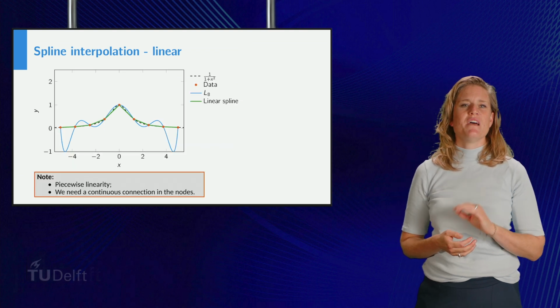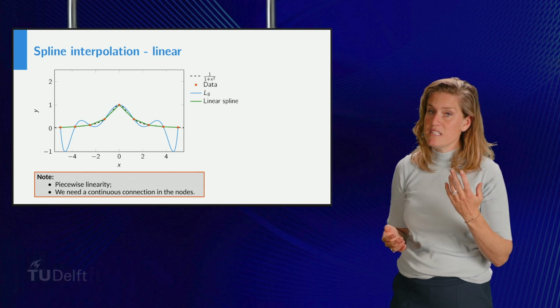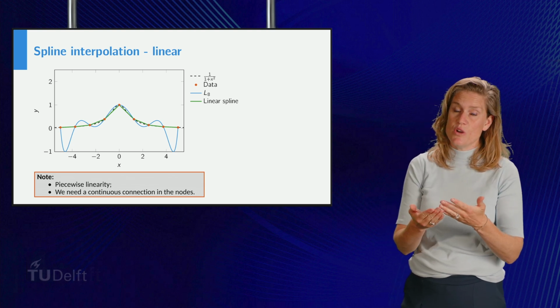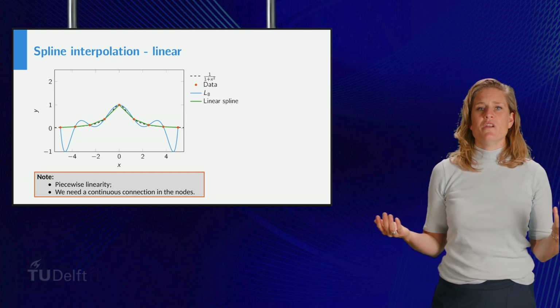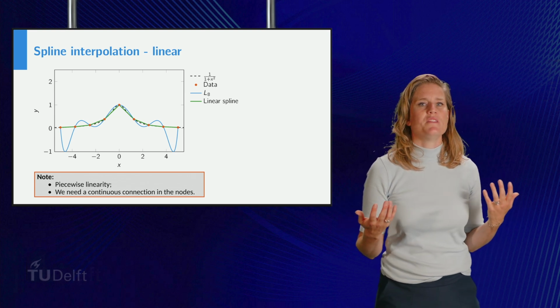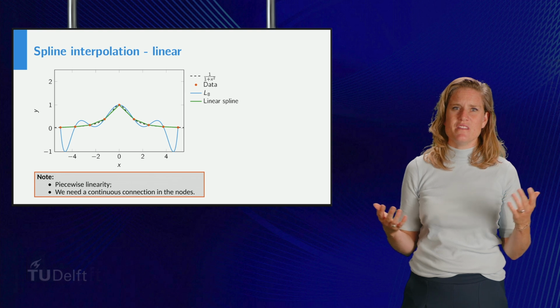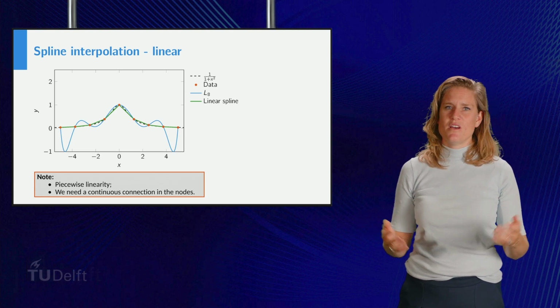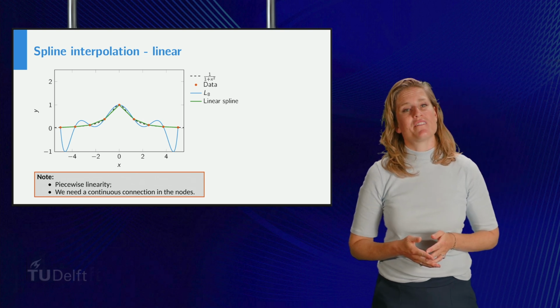Note that for the splines of degree 1 we need piecewise linearity, and we also need a continuous connection in the nodes as mentioned earlier. We can wonder how many conditions are necessary to determine all unknowns in the piecewise linear splines and how to actually determine these splines. Well, the answer to those last questions will be the topic for another time.